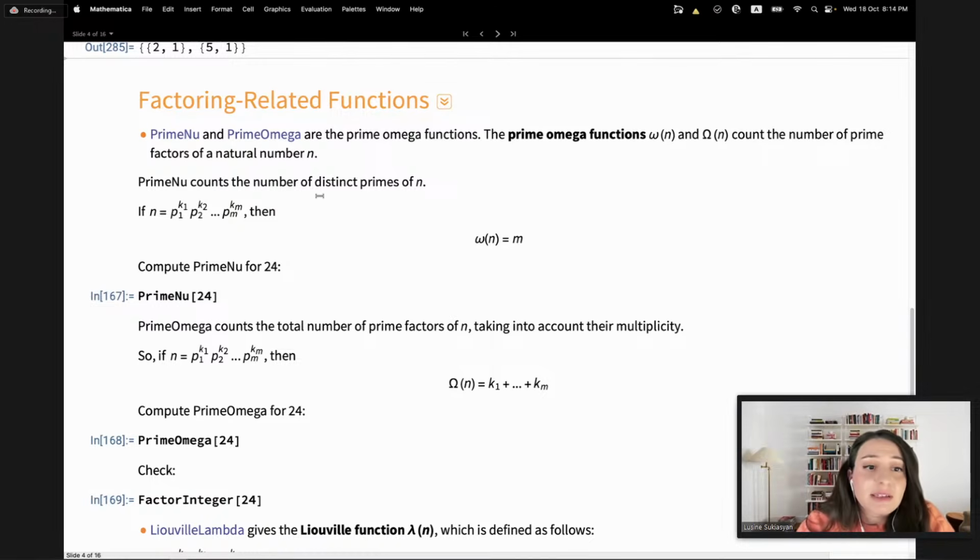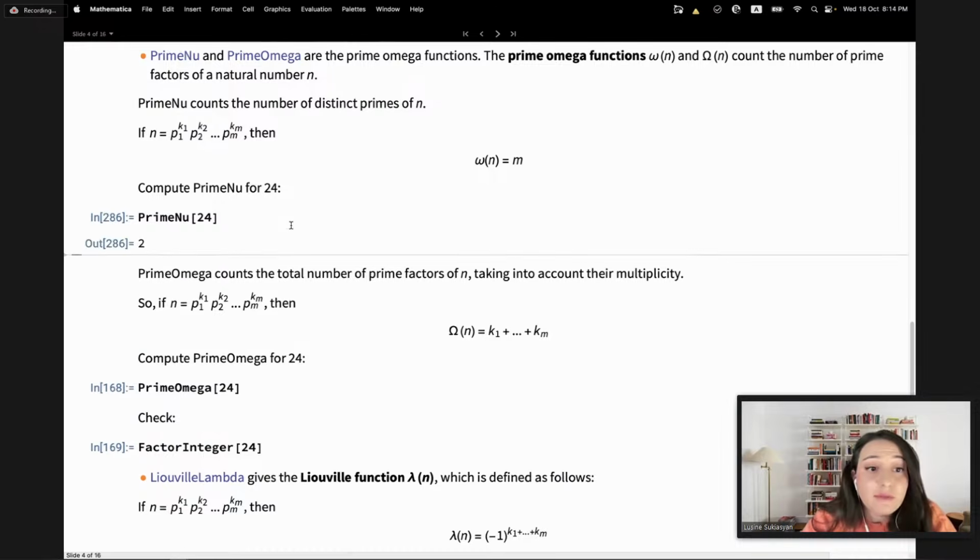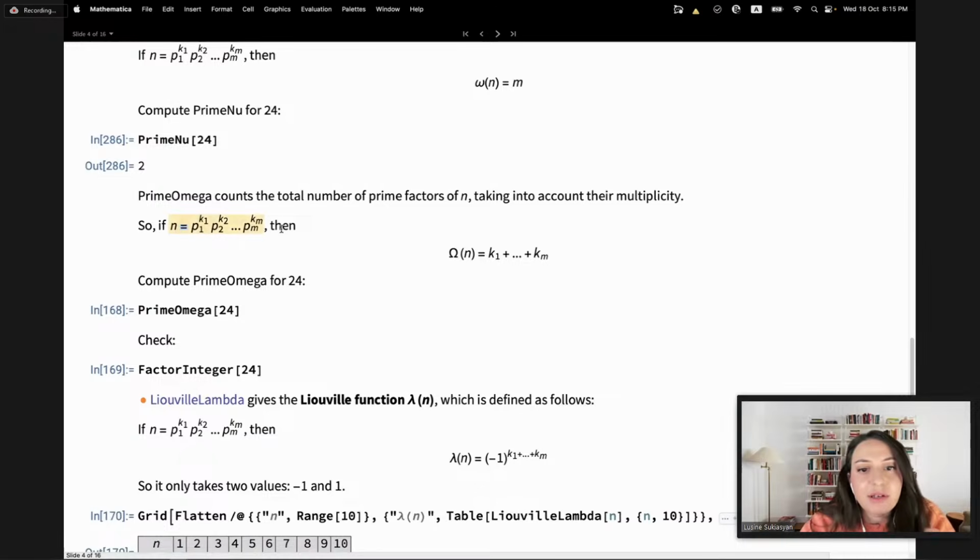For example, the small prime omega function, PrimeNu, counts the number of distinct primes of n. So if we have the following prime factorization of n, then PrimeNu will equal m. So for example, we can use it to compute PrimeNu for 24, and we get 2. The big omega, the big PrimeOmega, counts the total number of prime factors of n, taking into account their multiplicity. So again, if n has the following prime number representation, then big omega of n equals this one. And we can compute it again for 24, and we can check.